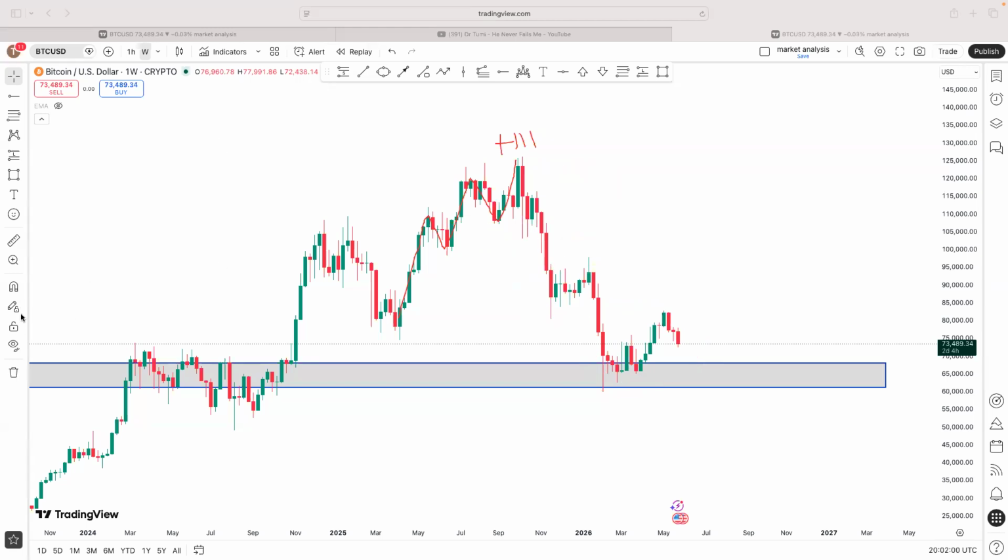So now let's look at where the market broke the structure. The market broke the structure at this zone, and then it went and created its own lower low, lower high, lower low, lower high, and then lower low.